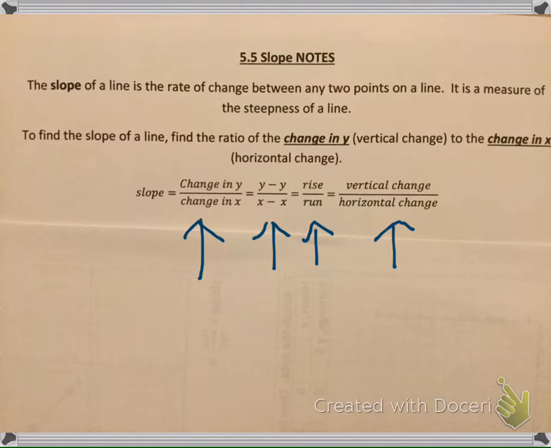And different teachers may call it different things. At different times you'll hear me say rise over run. Sometimes I'll say change in y over change in x, y minus y over x minus x. Okay, so you can use all of those terms interchangeably. Okay? Let's look at the first example that we have to find slope.